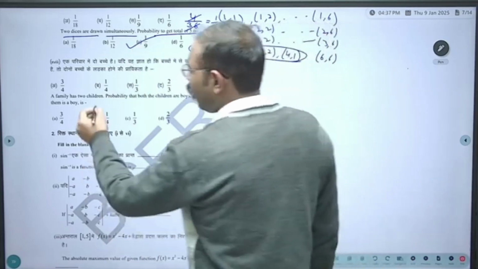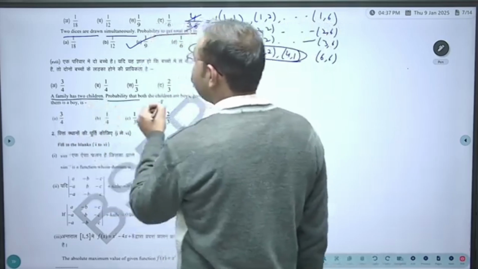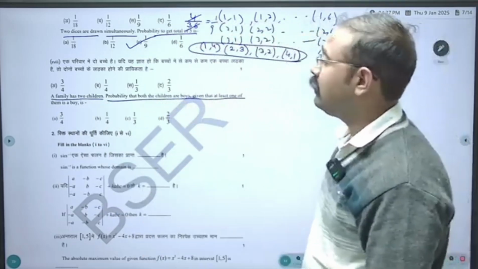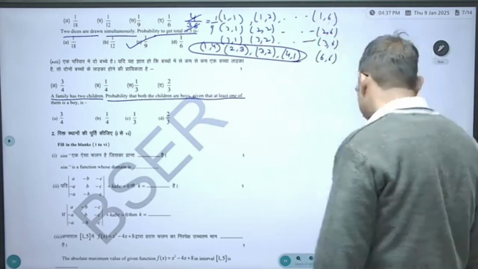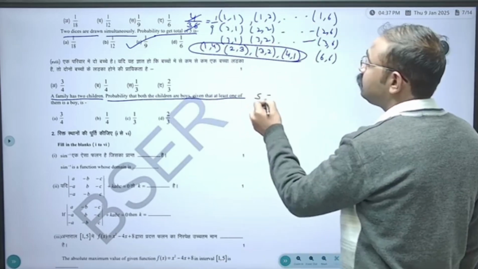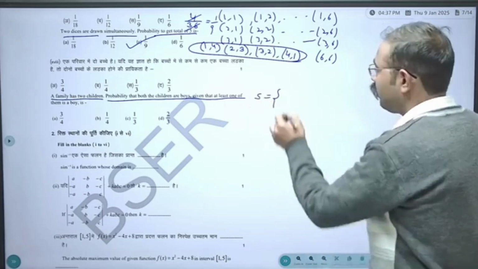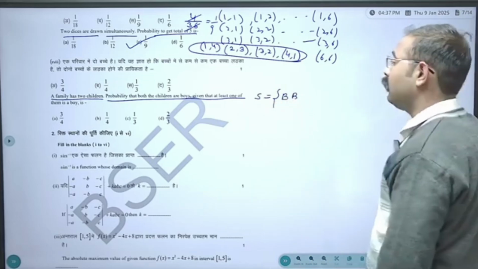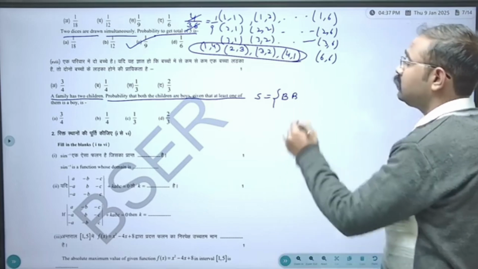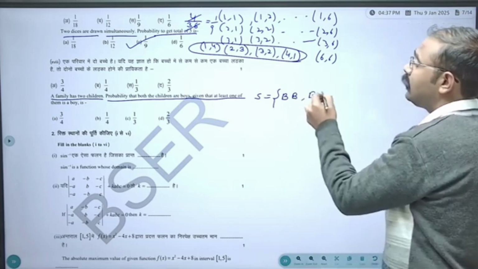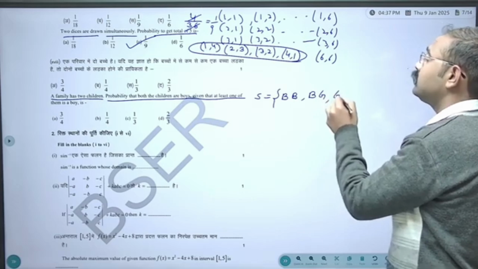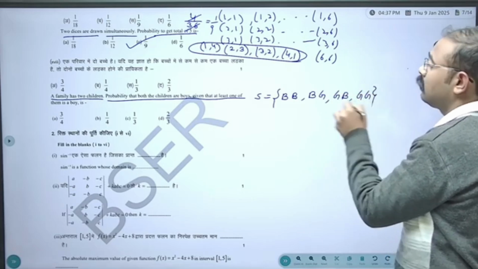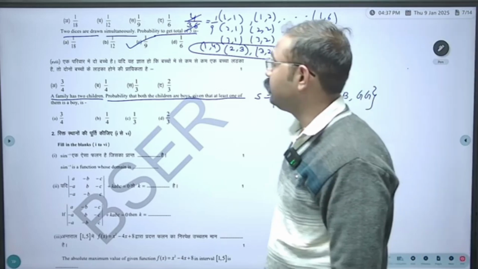Next is, a family has 2 children, probability that both the children are boys, given that at least one of them is a boy. A family has 2 children. So what will be our sample space? Suppose that first one is boy and second one is also a boy. I am representing boy with B and girl with G. Suppose first one is boy and second one is girl. Suppose first one is girl and second one is boy. Suppose first one is girl and second one is girl. This is our sample space.